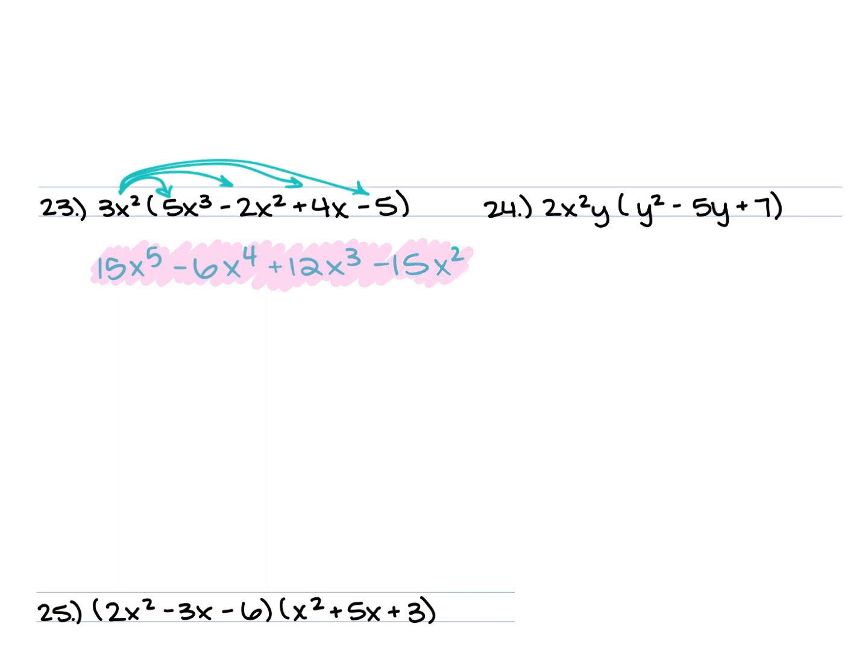For 24, we have 2x squared y times (y squared minus 5y plus 7). So we're going to take the 2x squared y, multiply it by y squared. That gives us 2x squared y cubed. Then 2x squared y times negative 5y is negative 10x squared y squared. And the 2x squared y times 7 gives us 14x squared y.